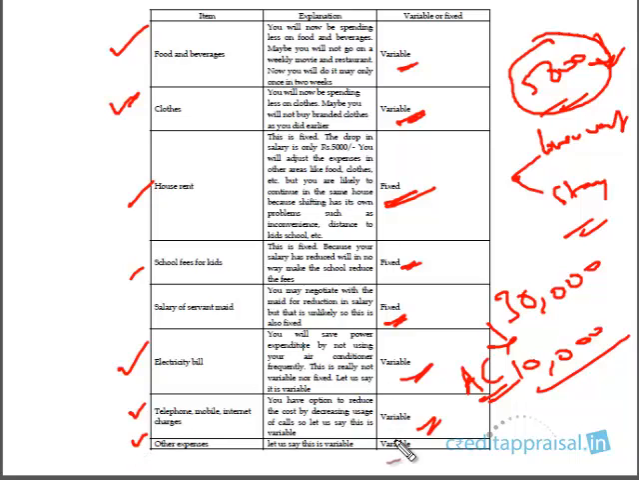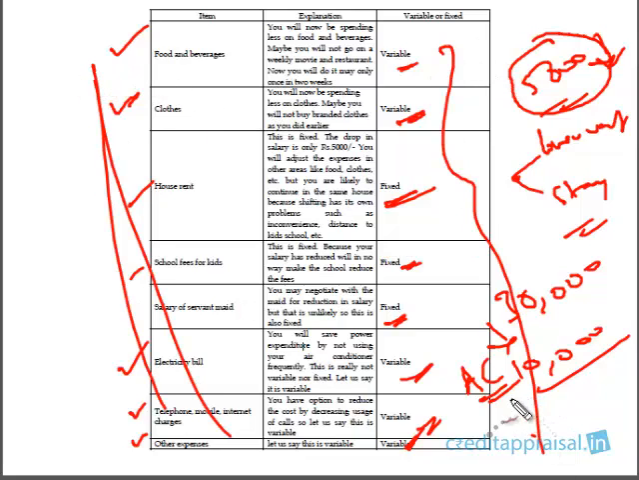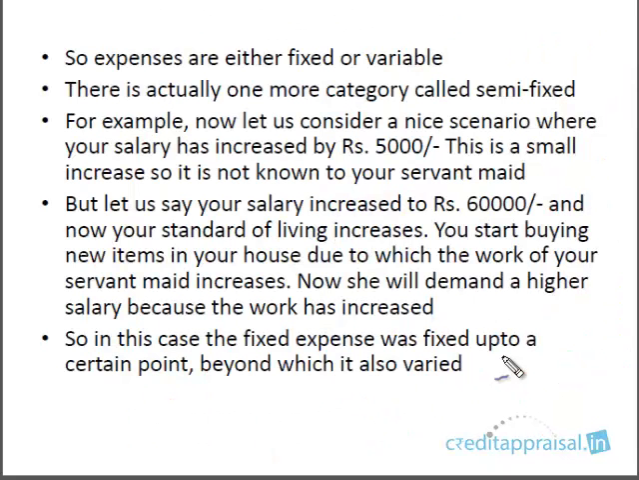Another expense, let us say we are not giving a breakup of this. This is a small amount. Let us say this is a variable expense. So we have classified the expenses of this particular person into variable and fixed expenses. Okay, we have classified expenses as fixed and variable. There is actually one more category known as semi-fixed.